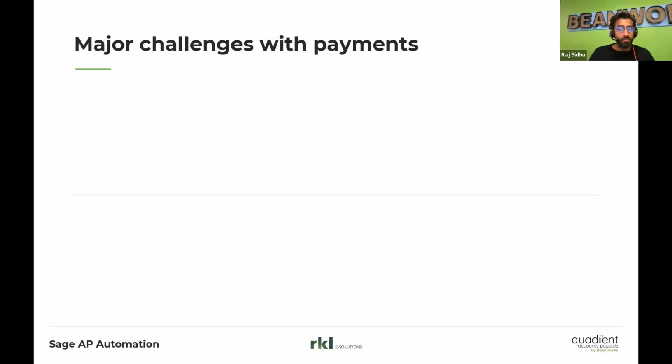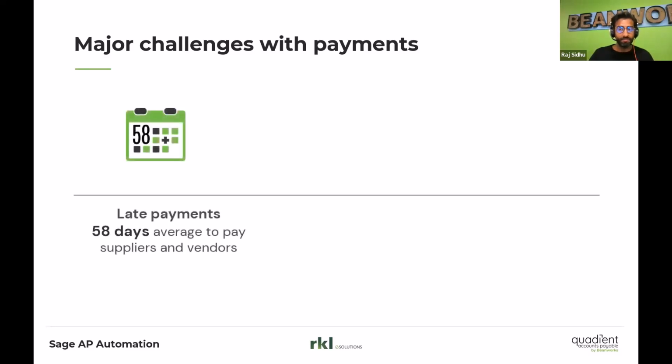So the first challenge, and perhaps one of the most frequent amongst accounting teams that they can relate to, is late payments. So on average, businesses in North America took as long as 58 days to pay vendors and suppliers in the first quarter of 2021. So this is up by almost 6% from the first quarter in 2020, where the average payment period was 55 days. So it's going to be interesting to see how that number changes this coming year.